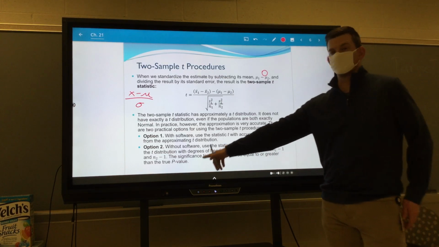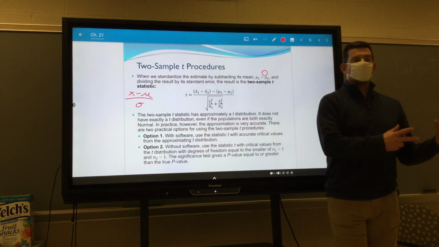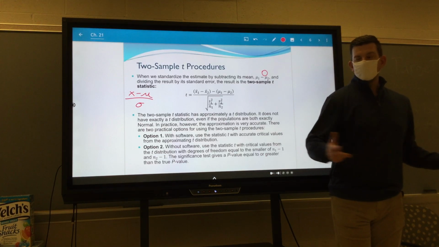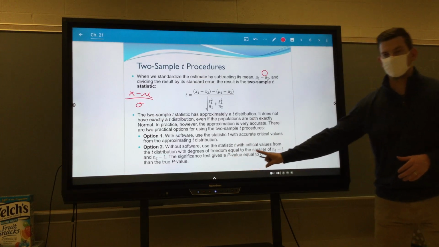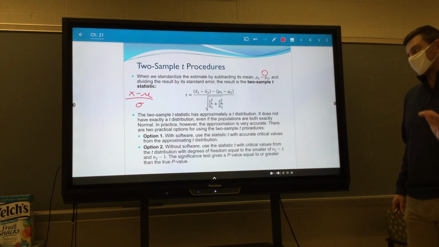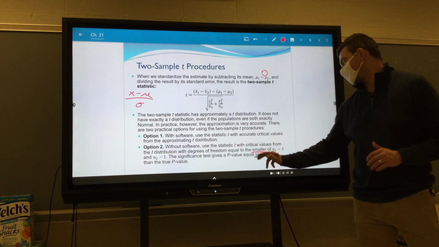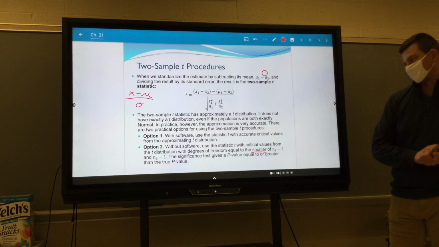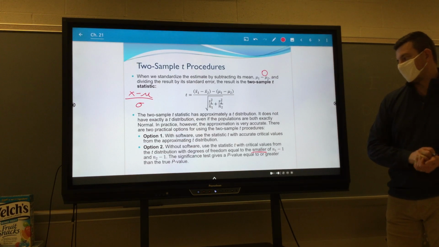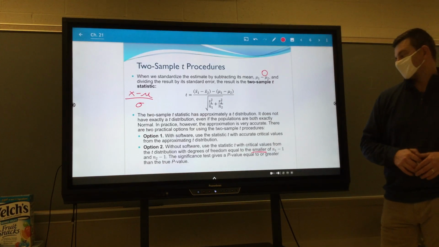One thing with the degrees of freedom: remember how degrees of freedom is sample size minus 1? Well, now you have two different sample sizes. So if you're doing this without the technology, it's a little bit less precise, but you're going to look at the smaller of the two sample sizes and do n minus 1 with that. Okay? That will help you get in the neighborhood of the correct p-value.